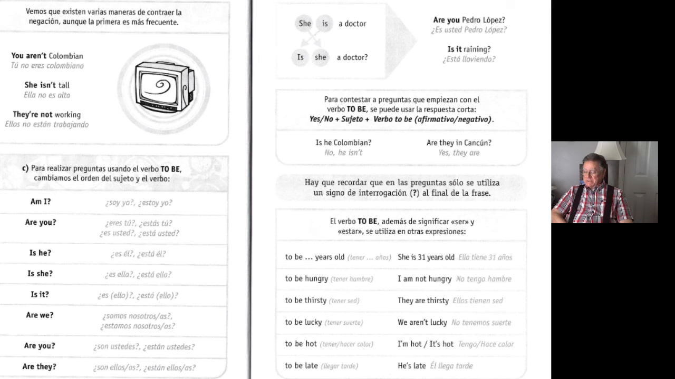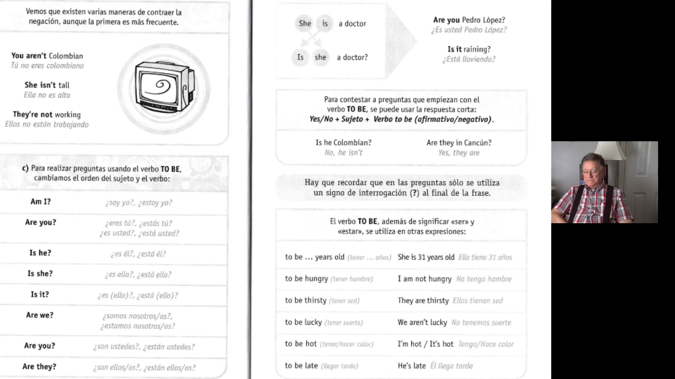And then, to be hot. I'm hot. Es caliente. Or I'm not hot. Or it's hot. It is hot. It is hot outside. The temperature is 100 degrees, 100 grados.